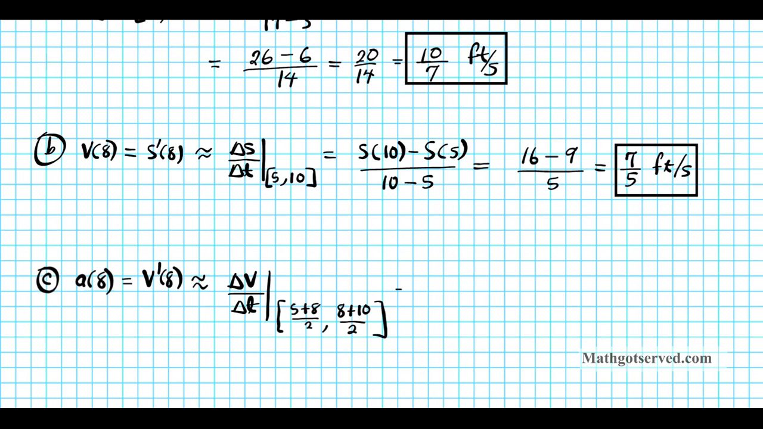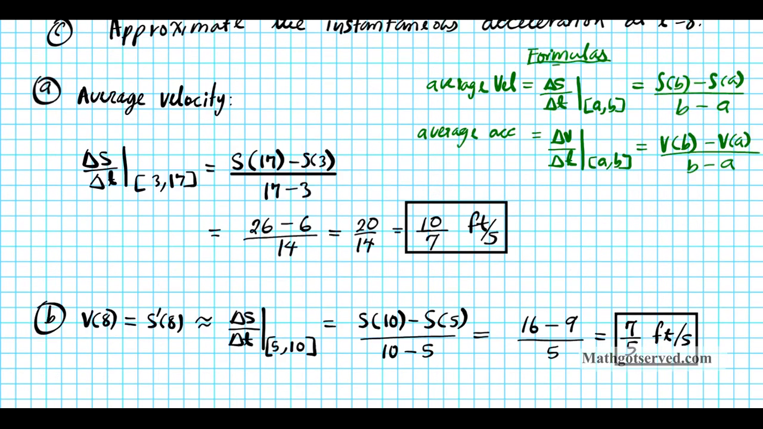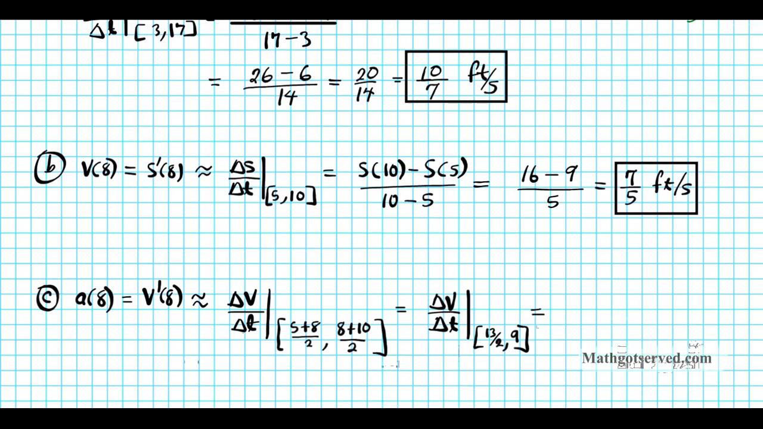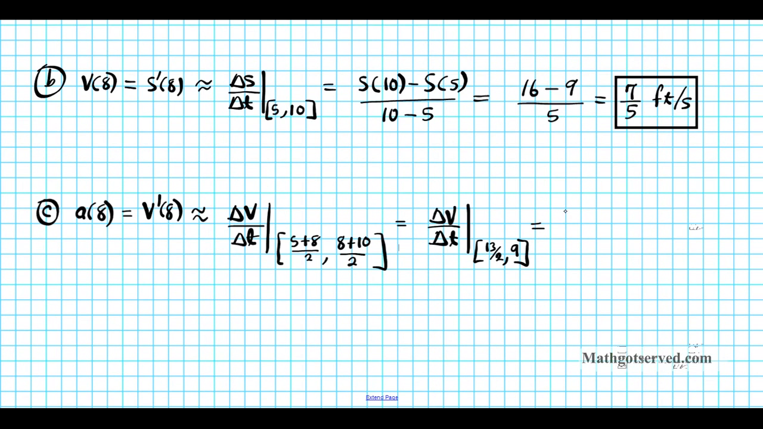Alright, so this is equal to delta V over delta T, like we did upstairs, from 13 over 2 all the way to 9. Now using our formula for average acceleration, we're going to calculate V of B, which is 9, minus V of A, which is 13 over 2, divided by B, which is 9, minus A, 13 over 2. Okay? Alright, so now we have a new problem.